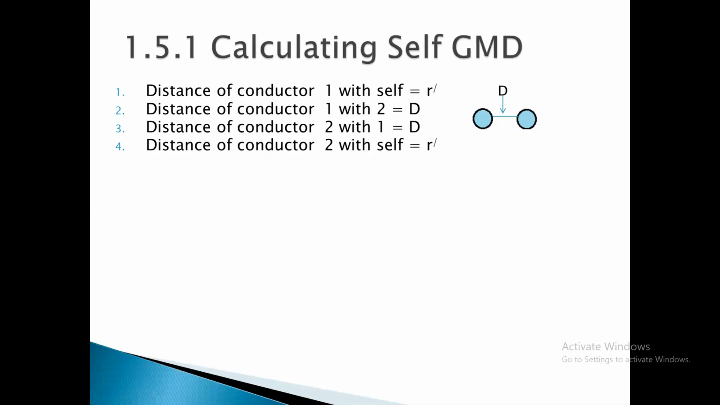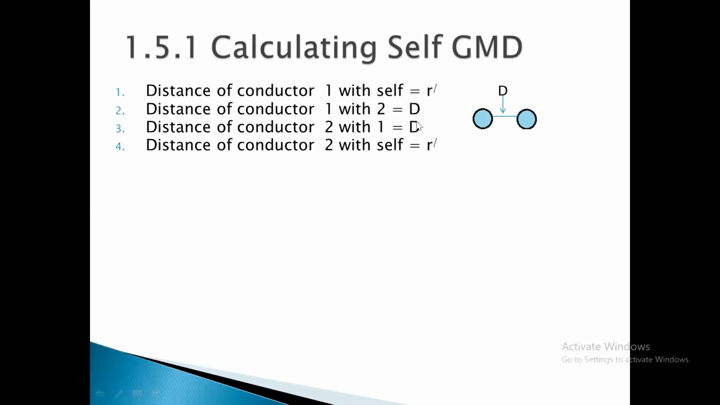Since these distances involve the inductances, we must first know the self inductance and the mutual inductance. Firstly, I know the self distances. The self distance of conductor 1 is R slash, the effective radius, and the self distance of conductor 2 is also R slash. Then the distance from conductor 1 to 2 is D, and the distance from conductor 2 to 1 is D.